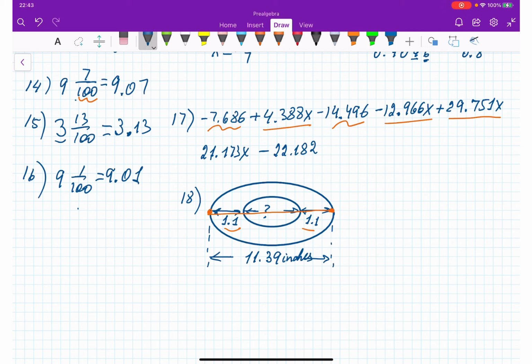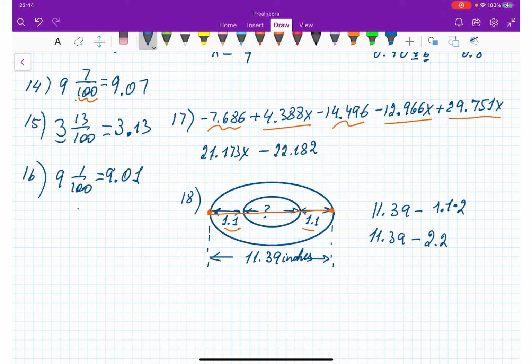Okay, so if from here all the way to here is 11.39, and these pieces we have 1.1, 1.1. So if I take 11.39 minus, they're both identical, so I can put 1.1 times 2. Or I can write down 11.39 minus 1.1 minus 1.1 to get the distance inside. Yes? Okay, I'm going to do it this way, multiply. I like it better. So it's going to be 11.39 minus 1.1 times 2, which is 2.2.